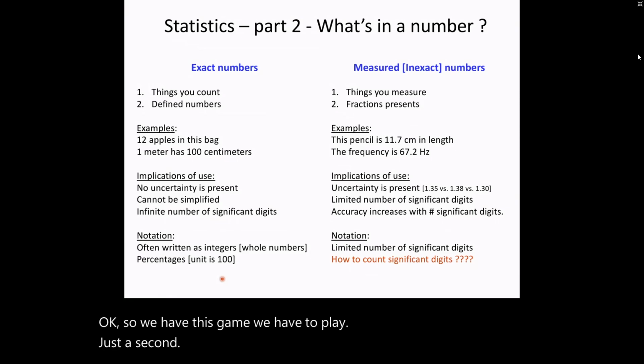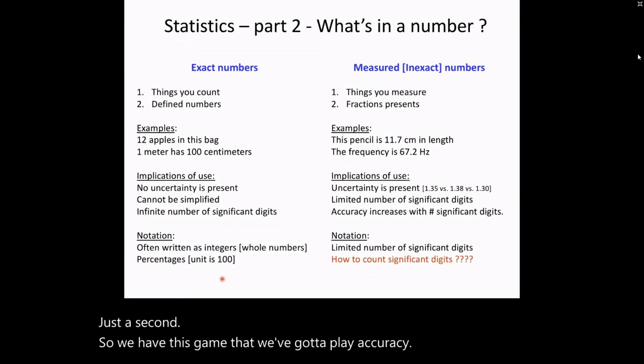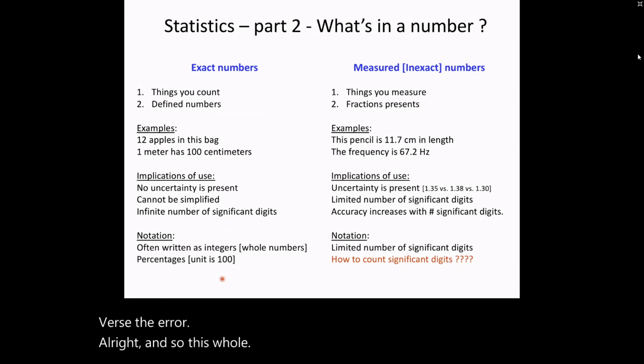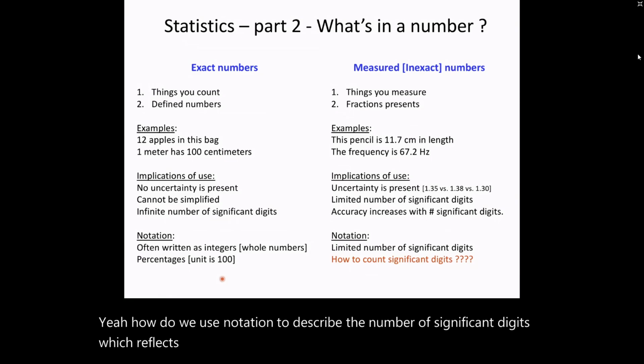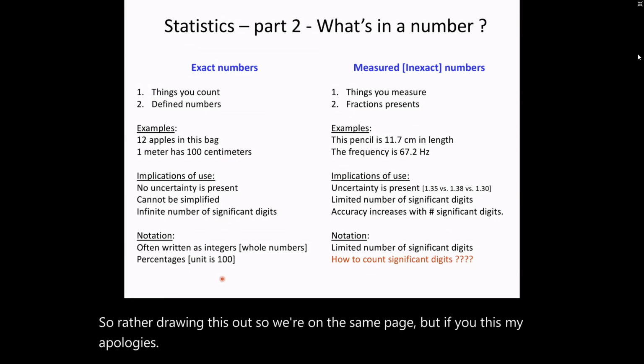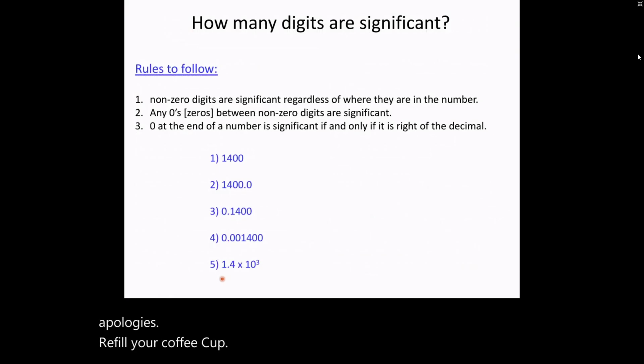Sorry. So we have this game that we've got to play. Accuracy versus the error. All right. And so this whole next set of slides is based on how do we use notation to describe the number of significant digits, which reflects the accuracy. Okay? So rather than drawing this out so we're on the same page, but if you know this, my apologies, refill your coffee cup. All right, so the idea is then how many digits are significant when we see a number?